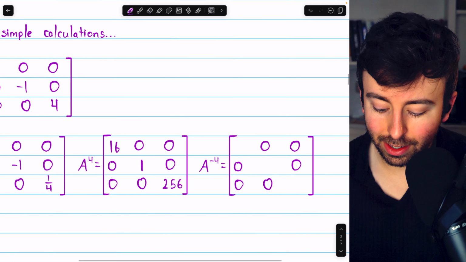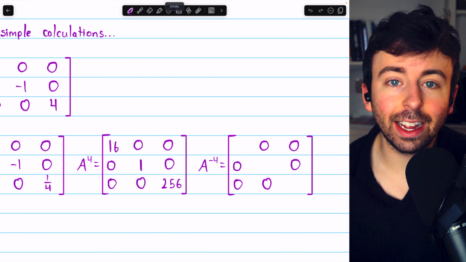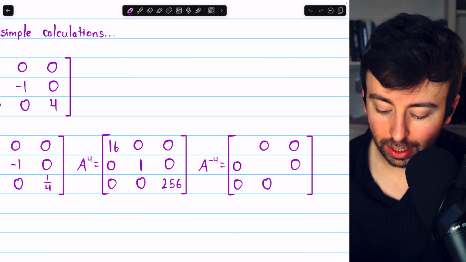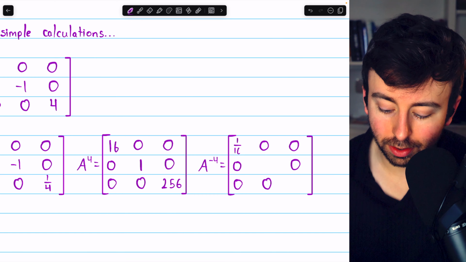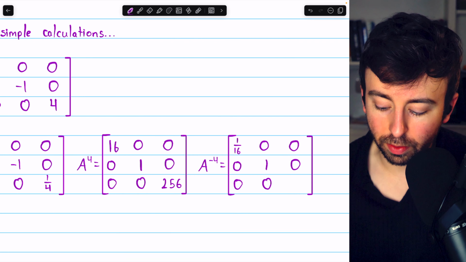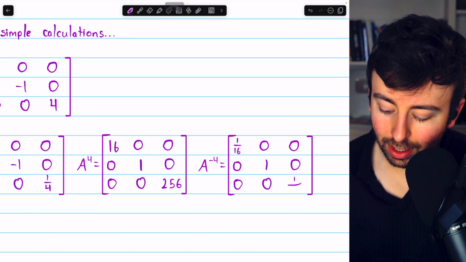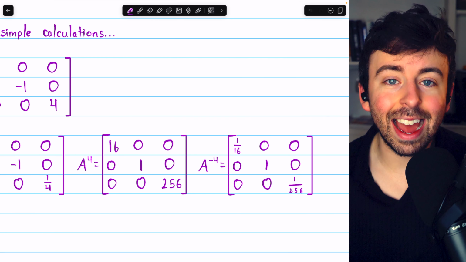Then what about A to the -4? Well, we could just take A to the 4, which is a diagonal matrix, and find its inverse, which is just the reciprocals of the diagonal entries of A to the 4. So 1 over 16, 1, and 1 over 256. And you can see how easy it is to do some simple calculations with diagonal matrices.